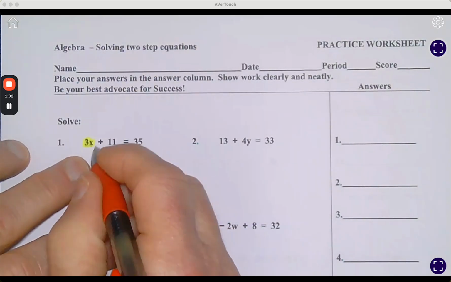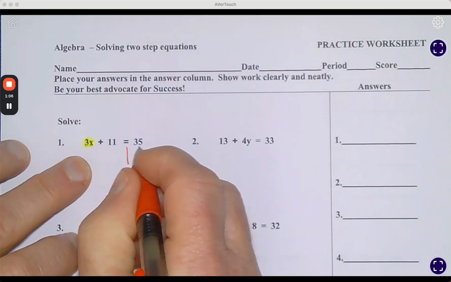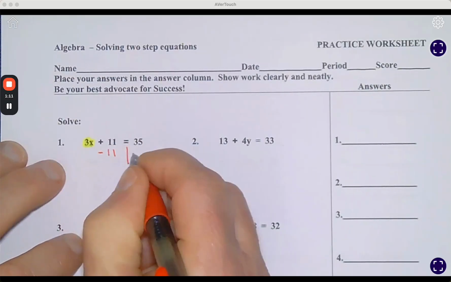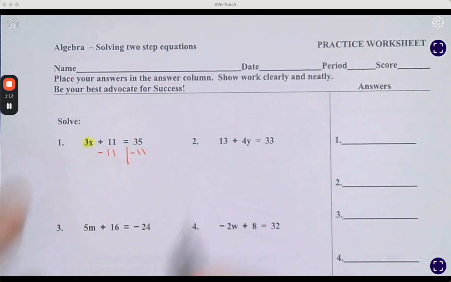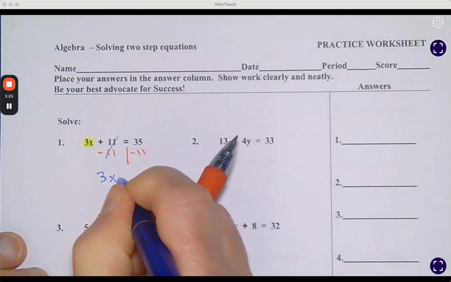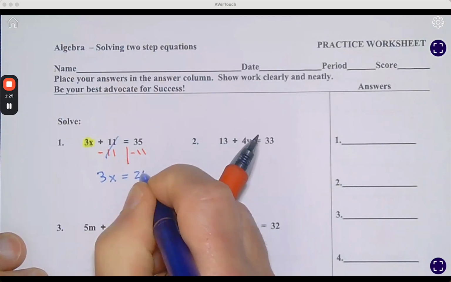So notice I have this plus 11. I'm going to take that plus 11 and move it to the other side. But to move it to the other side, you must do the inverse. So the opposite of a plus is a minus. This goes to 0. That's what you wanted. You're left with that variable term equals 24.